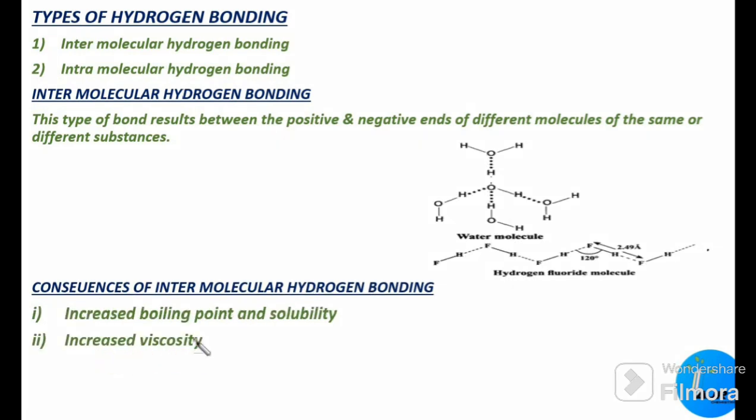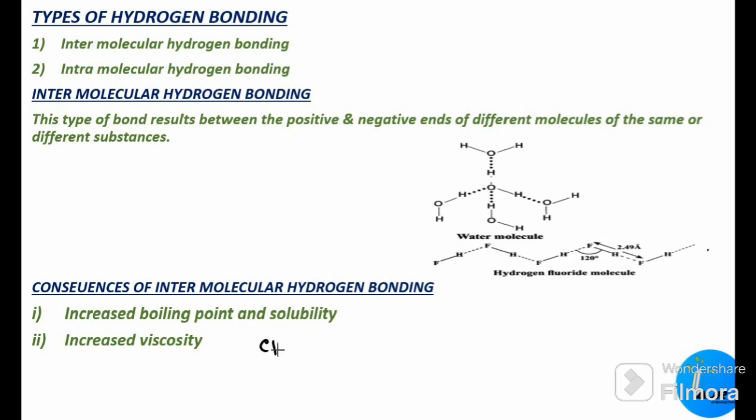And the next point is increase in viscosity. See here, if intermolecular hydrogen bonding is there, then the viscosity will be high. Intermolecular hydrogen bonding is also responsible for the increase in viscosity. What do you mean by viscosity? It is the restriction offered to the flow of a liquid. Greater the extent of hydrogen bonding, the more the viscosity will be.